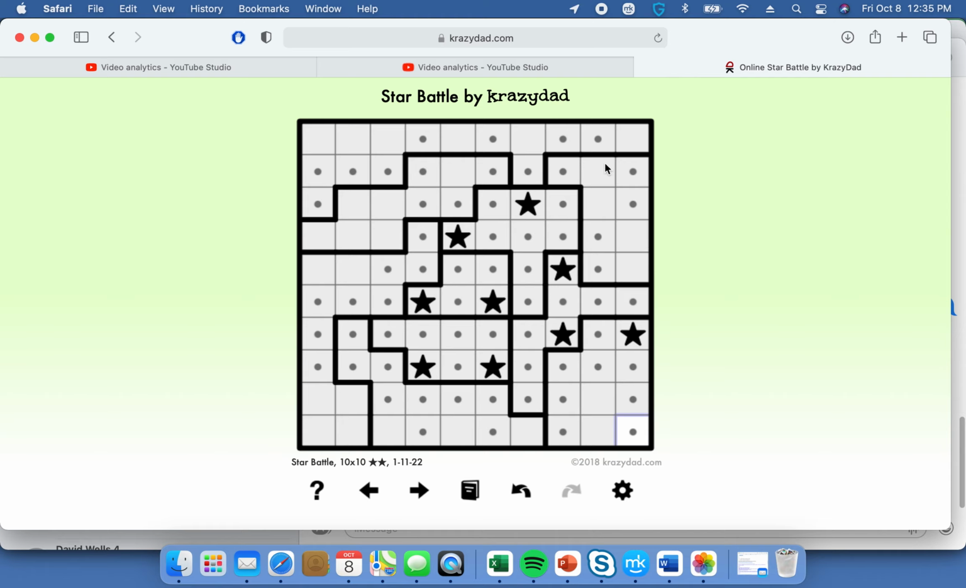We know we need to put a star here, but we don't know which one. And we know we have to put a star here. So if we put a star here and a star here, that means that this would eliminate this column. Makes sense? Because there's got to be a star in one of these 2, and a star in one of these 2, and a star in one of these 2. So we just don't know which ones yet.